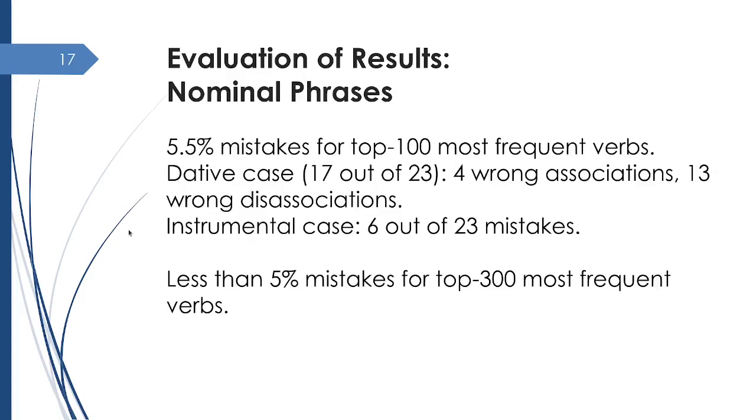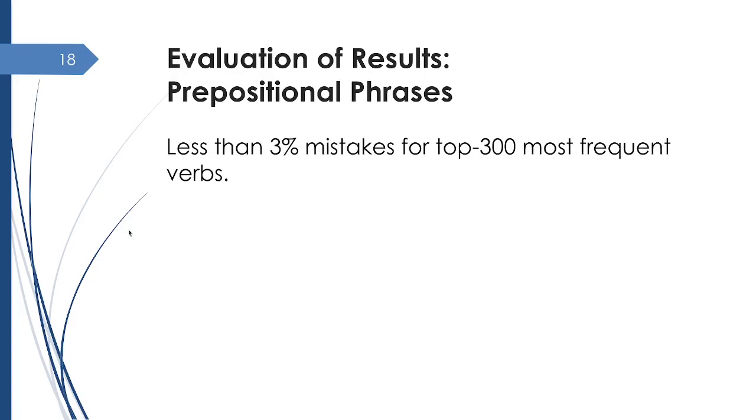Our dictionary provides 5.5% of mistakes in nominal governance for the top 100 verbs. These are divided between dative and instrumental cases, 17 and 6 mistakes respectively. However, we made less than 5% mistakes for the top 300 most frequent verbs. Considering prepositional phrases, we can state that the level of mistakes is less than 3%.